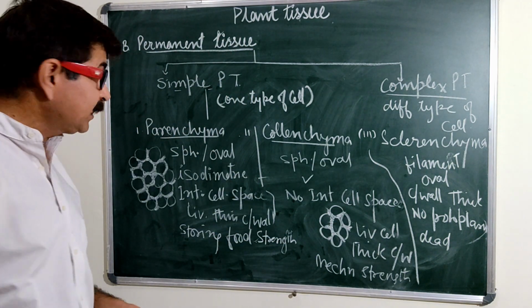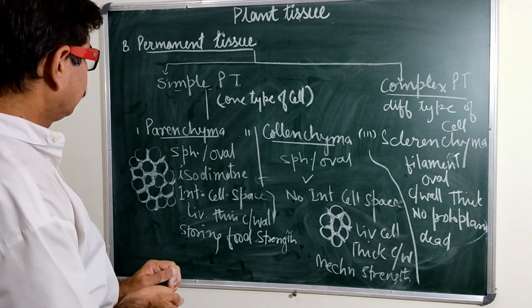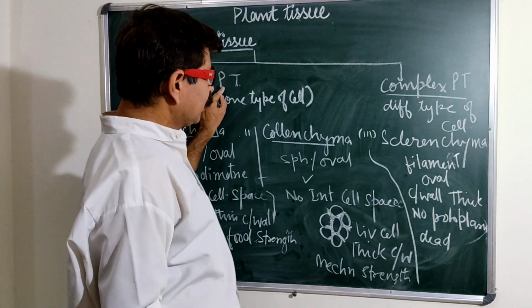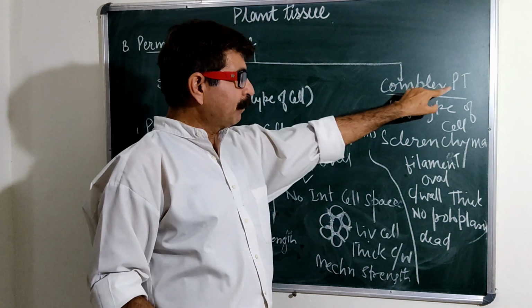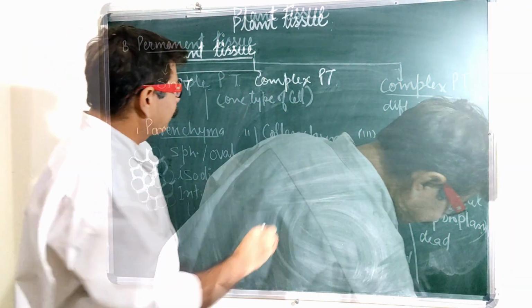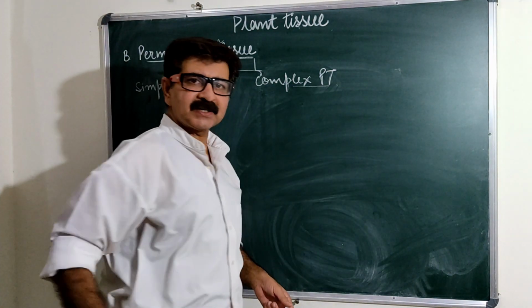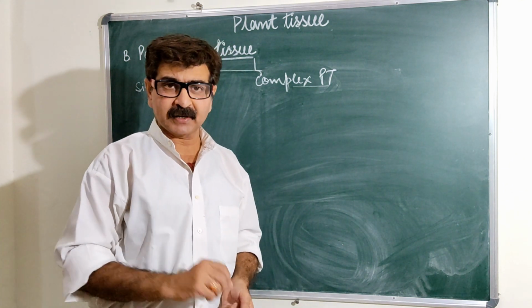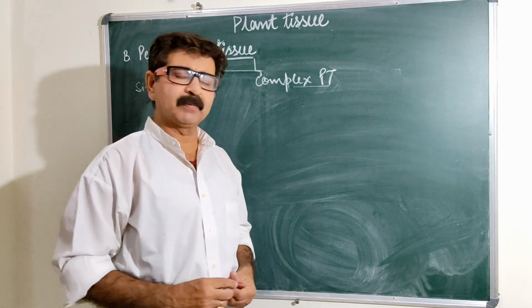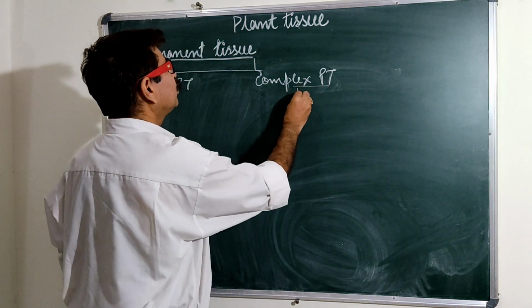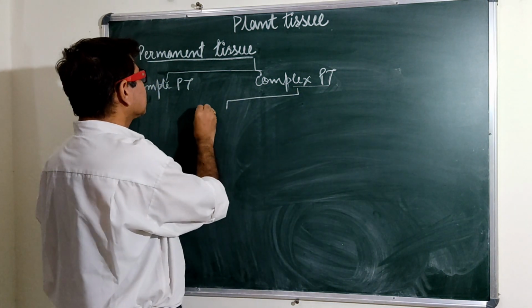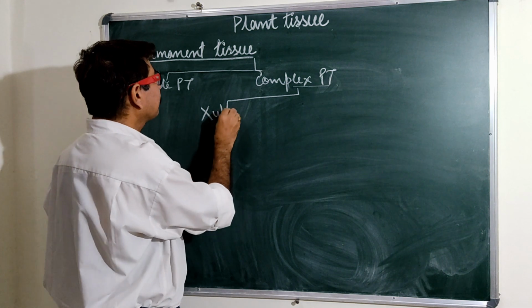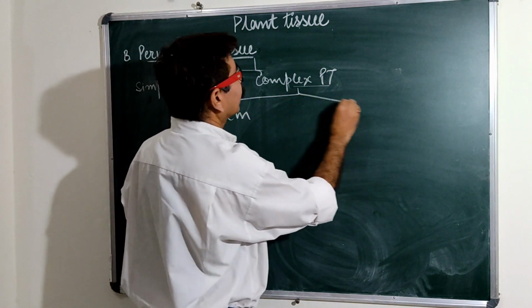Our next tissue is complex tissue. We have read simple permanent tissue, and the next tissue is complex permanent tissue. Complex permanent tissue, as the name suggests, is made of different kinds of cells, but the goal of the cells is similar. There are two types. One is xylem, another is phloem.